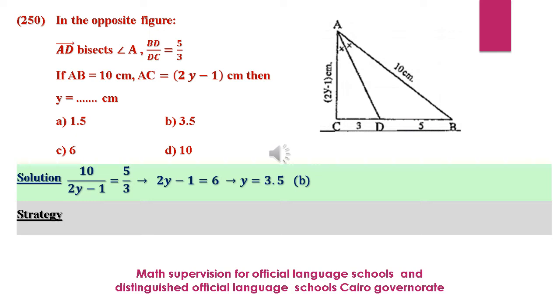In this figure we have triangle ABC, AD bisects angle BAC into two parts, BD and DC of lengths 5 and 3 centimeters. So we can say AB over AC equals DB over DC. 10 over 2y minus 1 equals 5 over 3. When cross multiplying, we get that 2y minus 1 equals 6. So y equals 6 plus 1 over 2, which is 3.5.